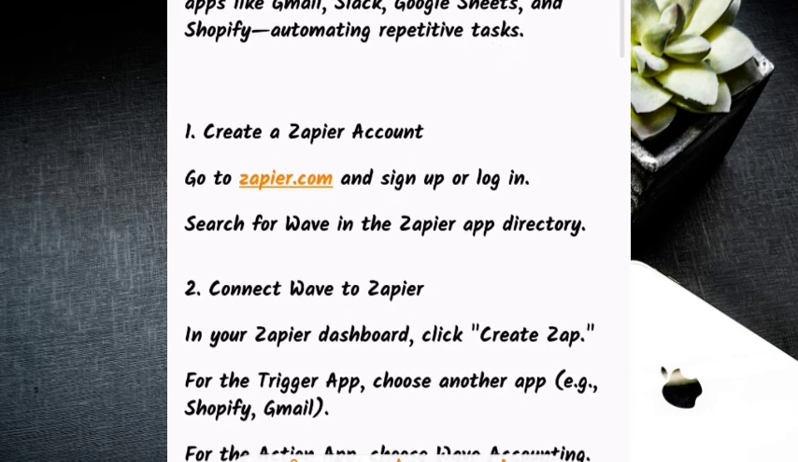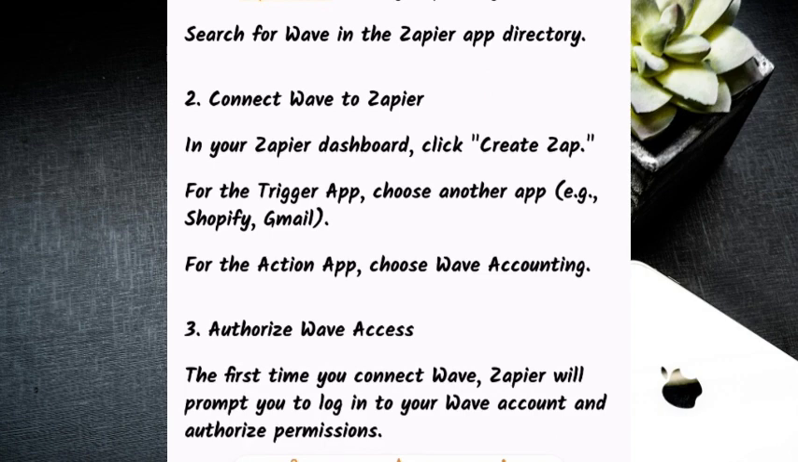So first, you're gonna create a Zapier account. Just go to zapier.com and sign up or log in, and then you're gonna search for Wave in the Zapier app directory. Then connect Wave to Zapier.